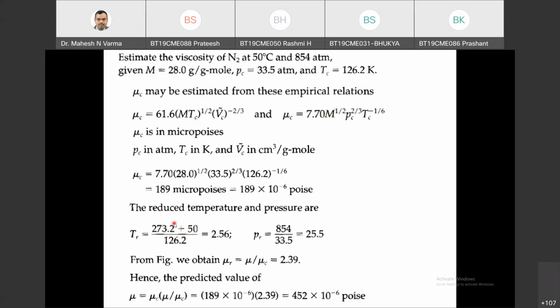Now remaining is temperature, pressure, and viscosity. Out of these three, if two are given, I can estimate the third using this empirical graph. So if, say, viscosity and pressure are given, I can estimate the corresponding temperature using that empirical graph. If temperature and pressure are given, I can estimate the viscosity. If viscosity and temperature are given, I can estimate the pressure. So this is clear how to use this empirical graph.